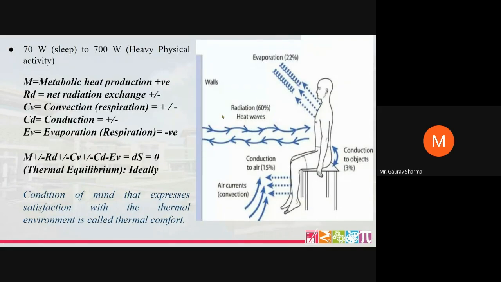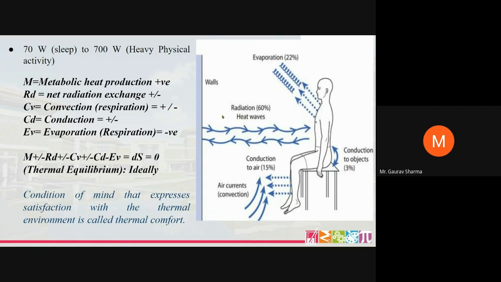So if I talk about the different activities or the different phenomena by which the heat exchange will take place in a body, there are major 5 different phenomena like this. There is one single equation for it that you can get from the code of the building, that is SP, special publication. I will discuss this in the later slides.